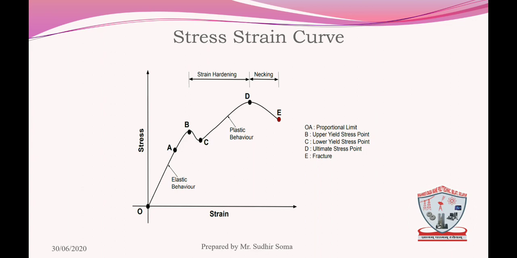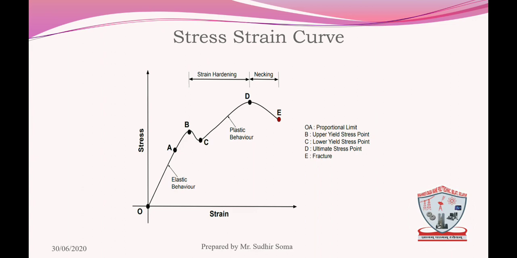When the load is applied to a specimen, there is a continuous elongation of the bar from point O to A, where stress is proportional to strain. That is, as stress increases, strain also increases. The line OA represents the proportional limit.